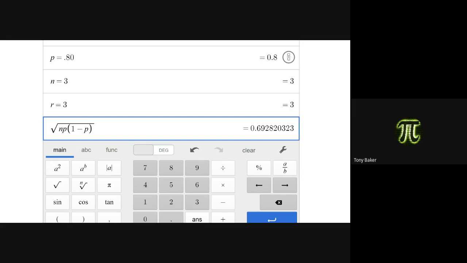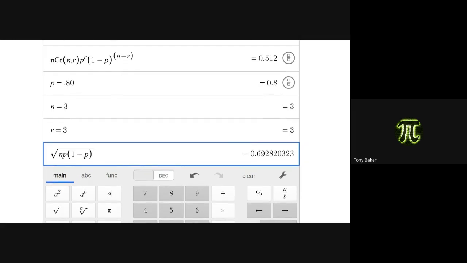So 3 is n, correct? Yes. And p, which is the success probability, would be 0.80 in this case. Yep. Let me just label my formula so I'll remember.